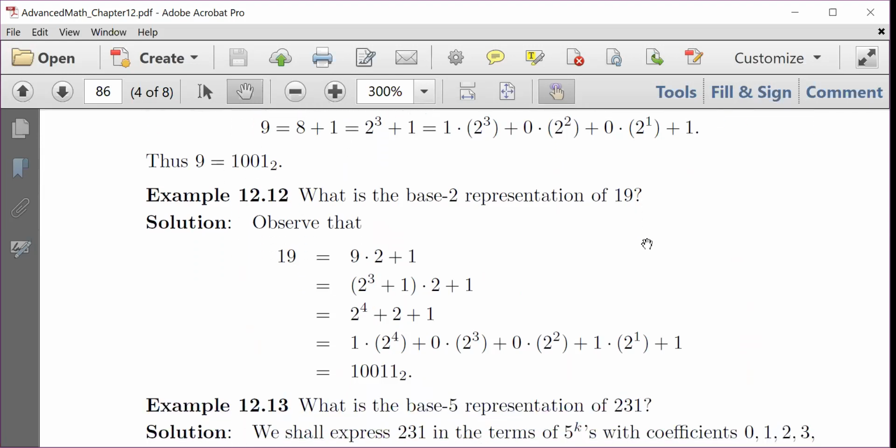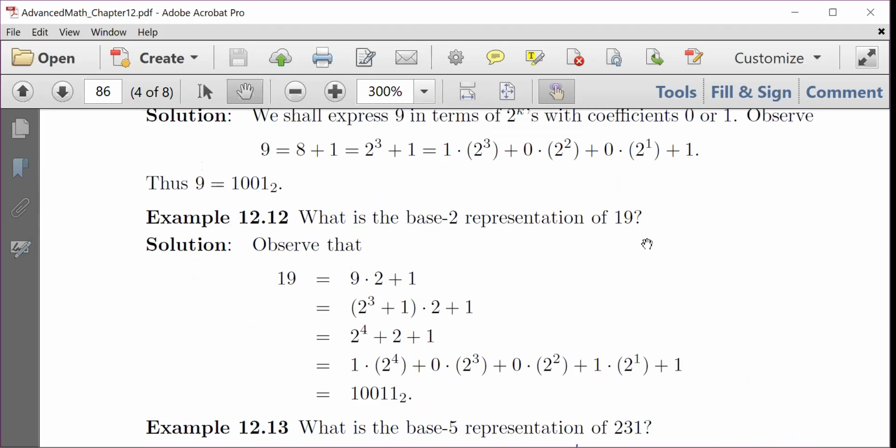Now let's look at another one. What is the base 5 representation of 231? I want to express 231 in the base 5 system. Okay, it's not very useful right now, because we either use a computer or we use our hands. Human beings use a base 10 system, computers use a base 2 system. Maybe someday you will develop a new system that is better, even faster.